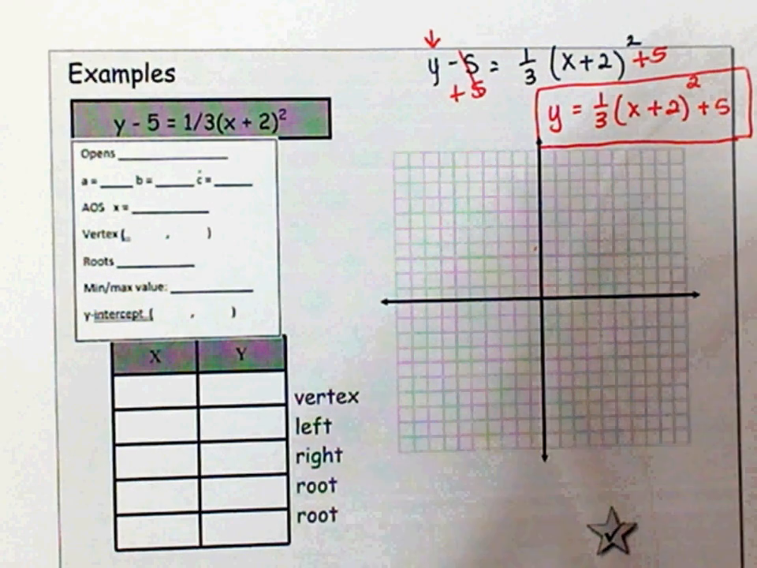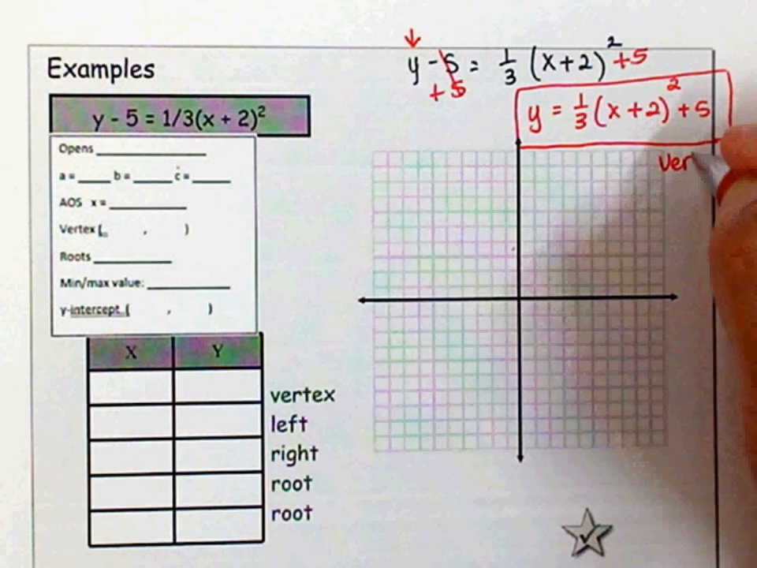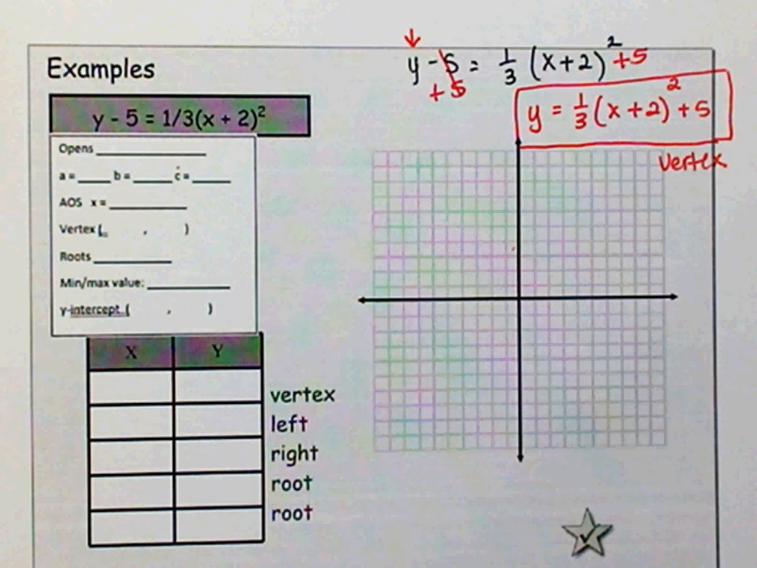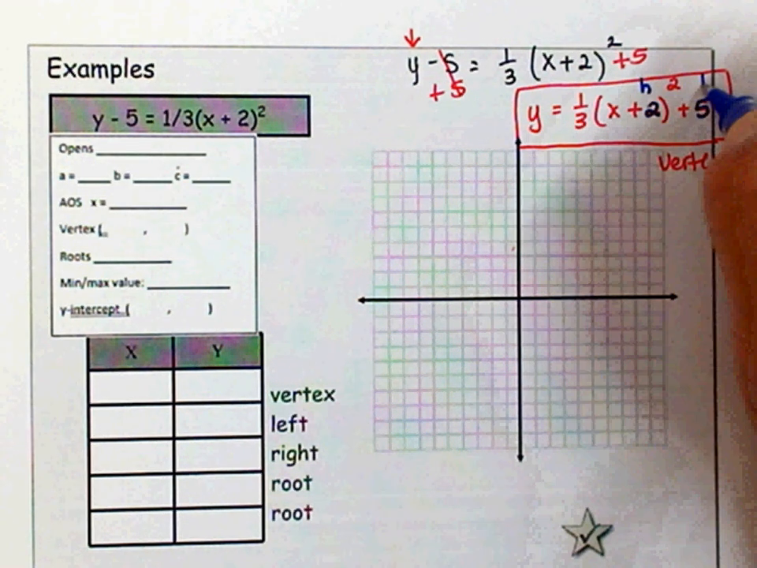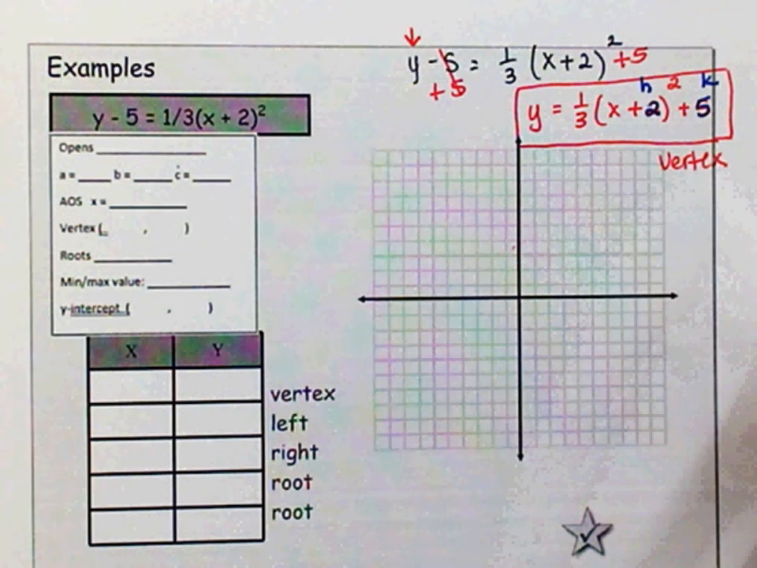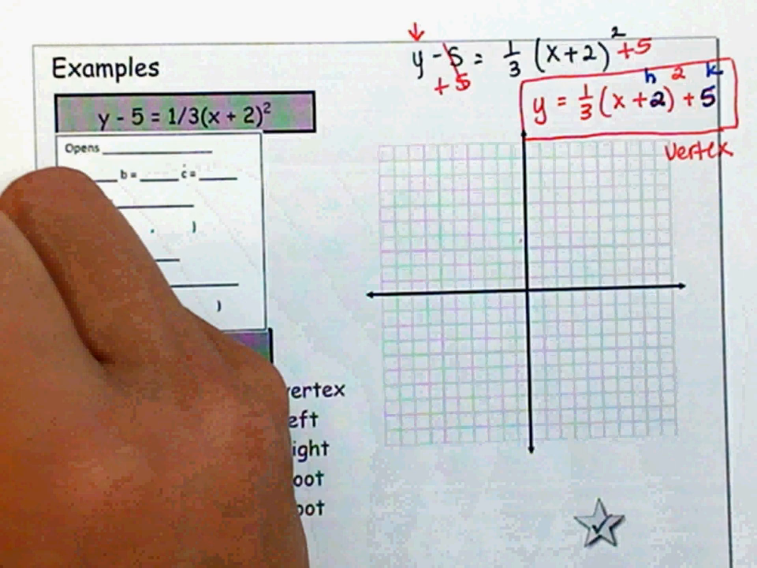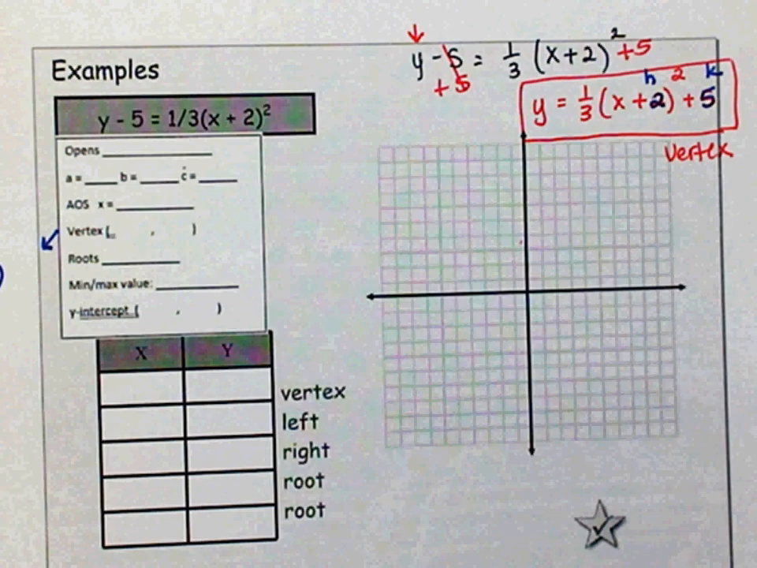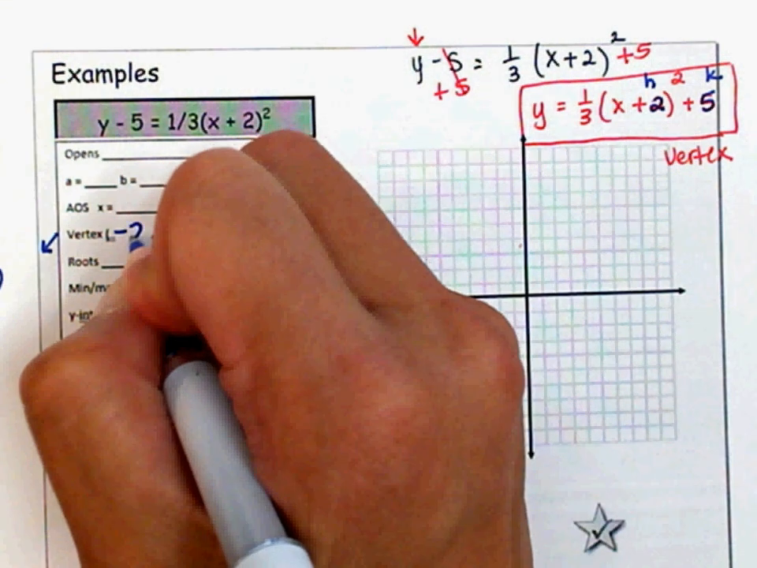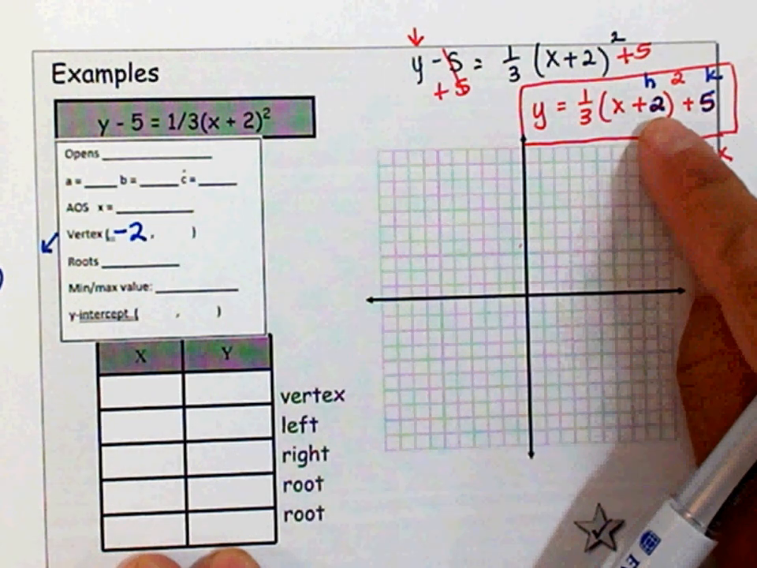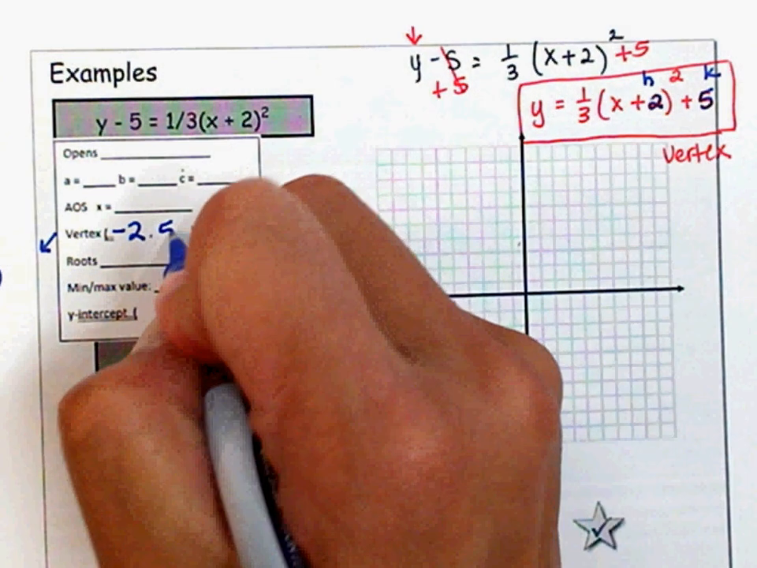I love this form. This is the easiest form to graph. This is called the vertex form, okay? So here's your 2 and here's your 5. Here's your h, here's your k. So your vertex right here is always going to be (h, k). So if this is a positive 2, the vertex here will be a -2. The one inside the parentheses is always the opposite of whatever it is. And then this one is a 5.